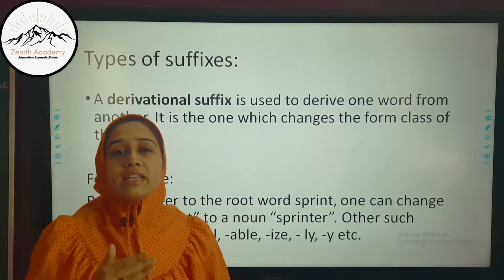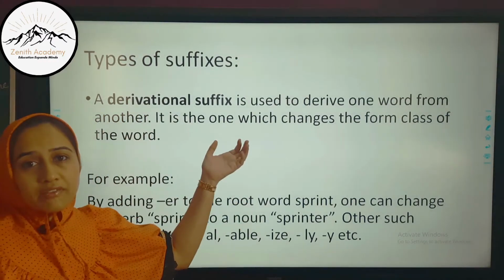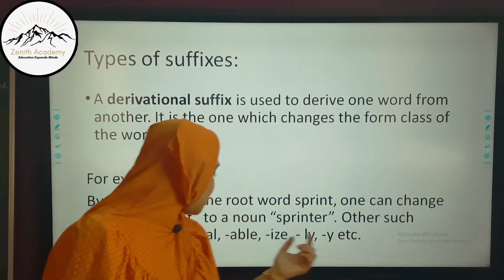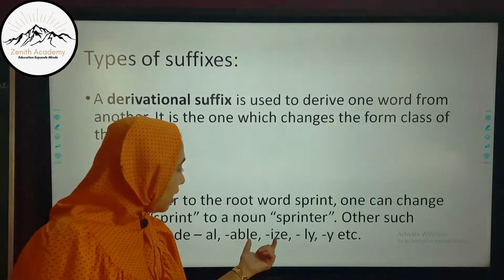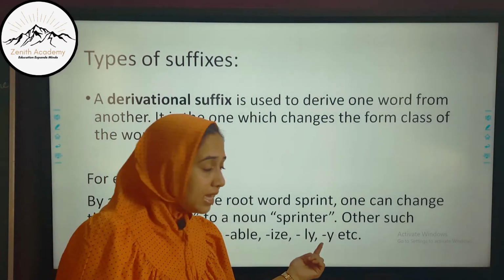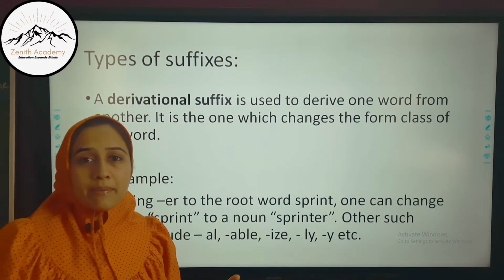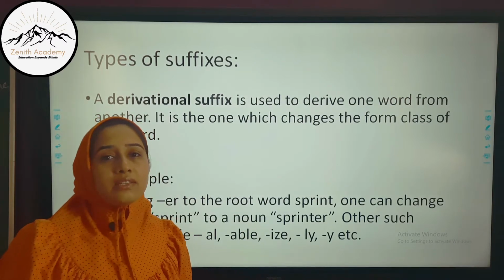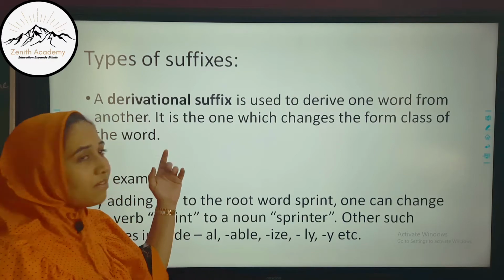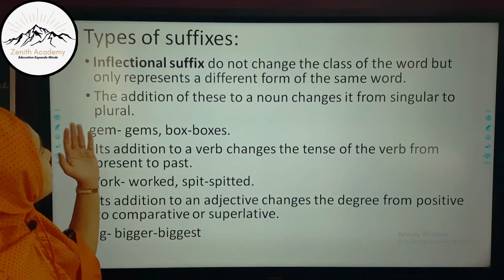So such words, when they change the form, it is called as derivational suffix. Other such suffixes include al, able, is, ly, and y, etc. Means, for example, the word stable becomes stabilize. So the form of the word is changed, and that is called as derivational suffix. Let's move ahead to inflectional suffix.